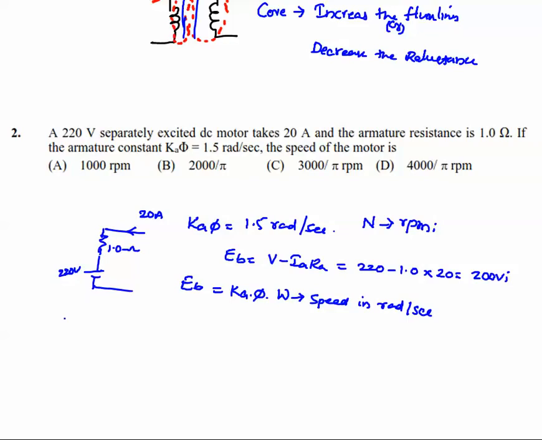Okay, so Eb is nothing but 200 volts, which is equal to the armature constant Kφ, that is 1.5, into ω. That implies 200 divided by 1.5 is equal to 2πN divided by 60. That implies N is equal to 4000 by π RPM, and the solution is D here.